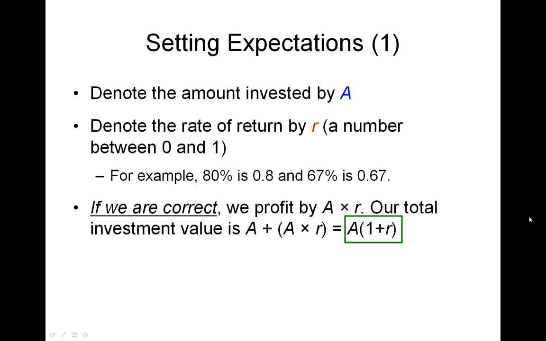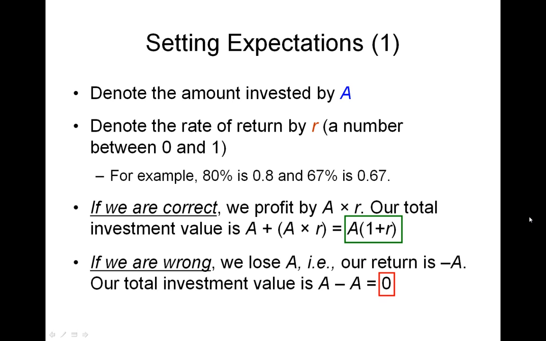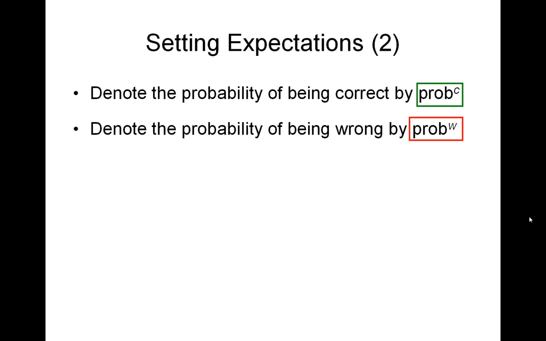If we're correct, we profit by the initial amount we invest times the rate of return, and our total investment amount after the binary option trading is done is our initial investment plus the amount we profited, which is A times 1 plus R, given by the total amount in the green rectangle. But if we're wrong, we lose all of our investment. That is to say, our return is negative A, we lose all of it, and our total investment value is we lost everything, 0. That's the amount in the red rectangle.